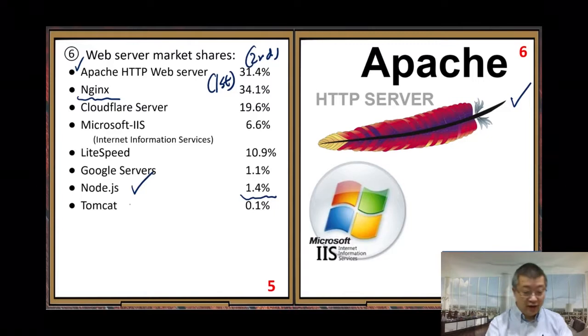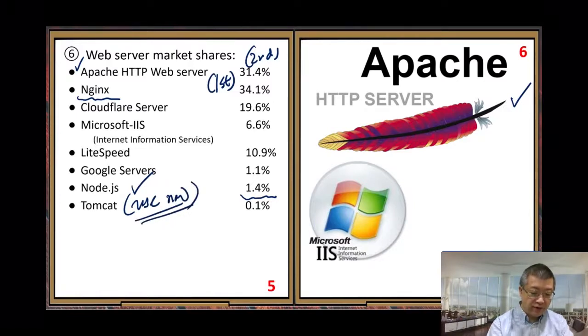Okay. So, yeah, we use it this semester. Now, we use it this semester, Tomcat, but its market share is only 0.1%. Why is that? Tomcat is so important. Why is the market share so small? The reason is very simple. Let me tell you, the reason is very simple.